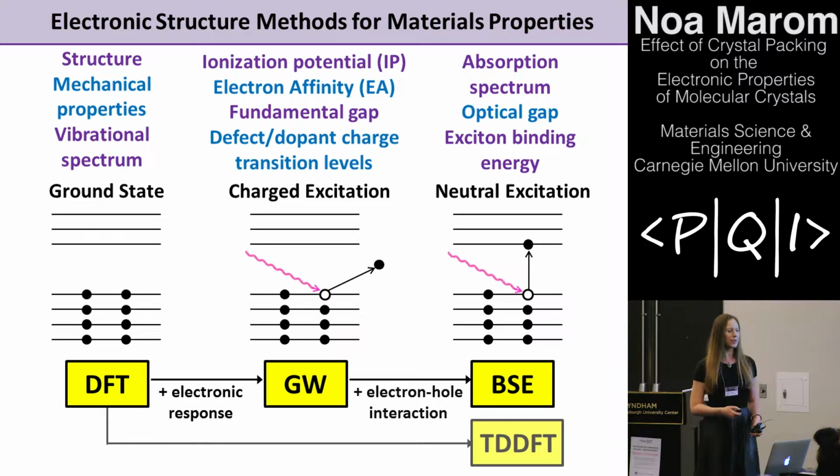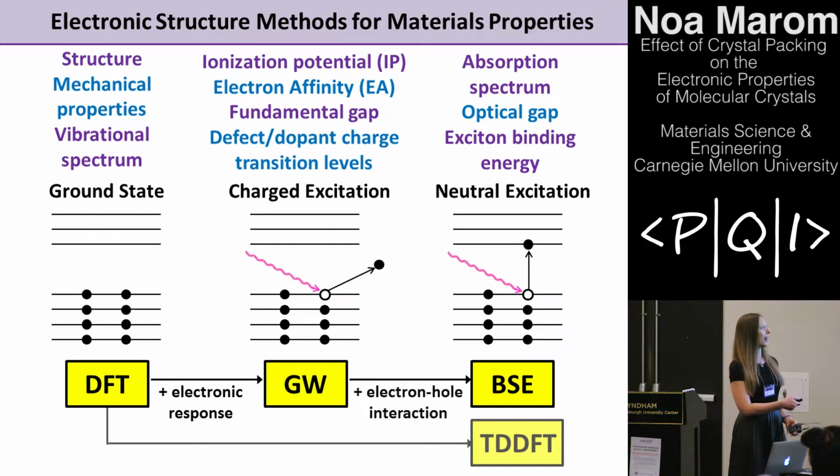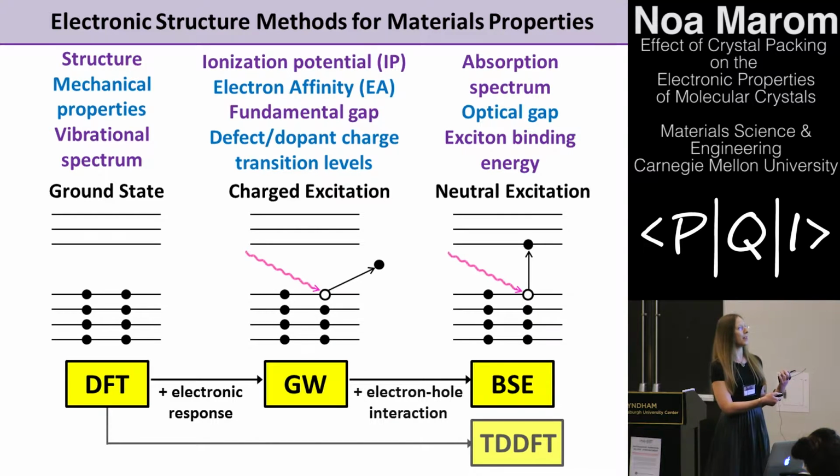So if you want to describe these processes correctly, then you have to take into account the electronic response to the addition or removal of one electron. And this is what we do in a method called GW, where G is a Green's function and W is the screened Coulomb interaction.